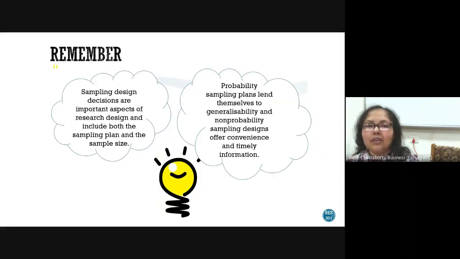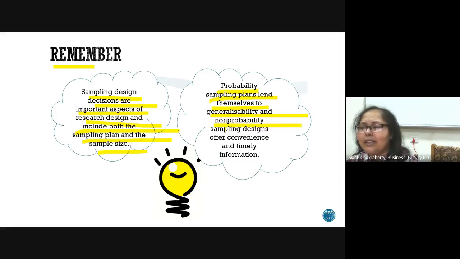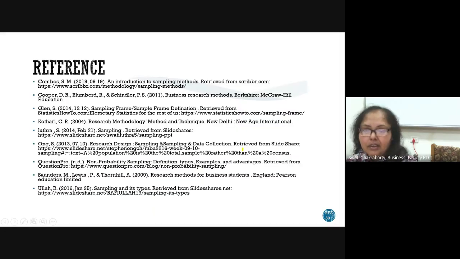So you need to remember that sampling design decisions are important aspects of research design, which includes both the sampling plan and sample size. Probability sampling plans lend themselves to generalizability, and non-probability sampling plans offer convenience and timely information. Probability sampling helps in generalizability to the entire population. Non-probability sampling offers convenience and timely information. So that's all that we have here.